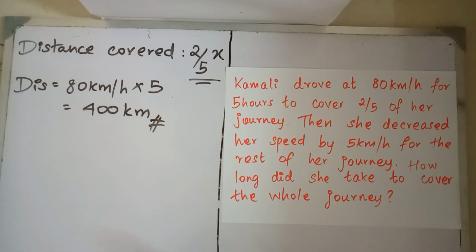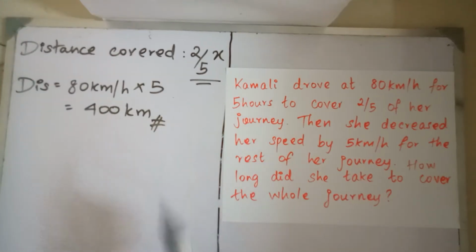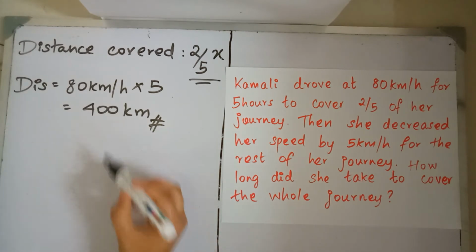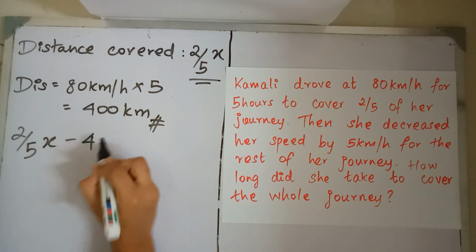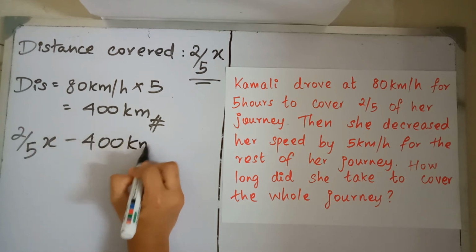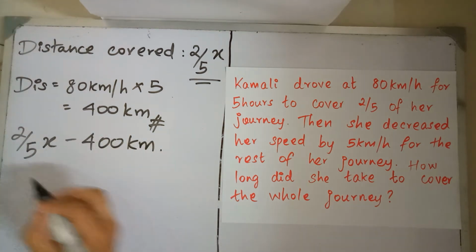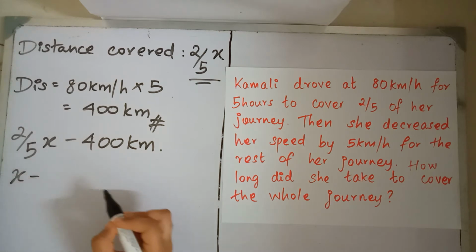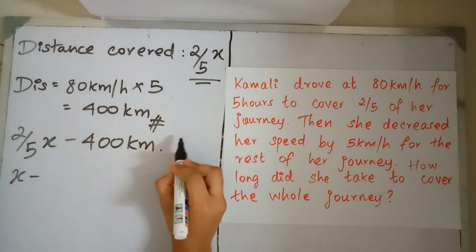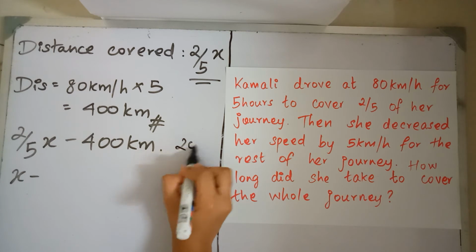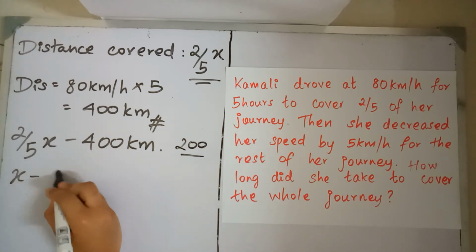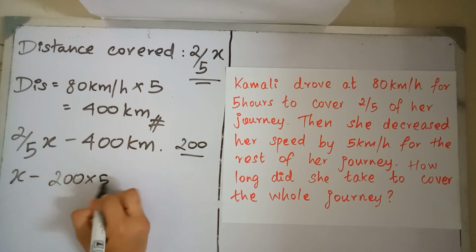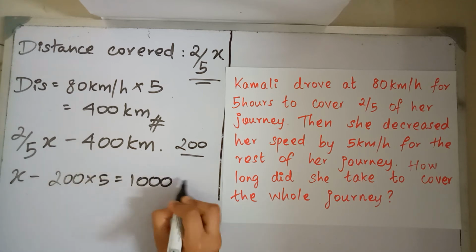Now what is this 400 kilometers? We know that it's distance, but is it the total journey distance? No, because she has only covered 2/5 of x. So 400 kilometers will be 2/5 of x. So using this we can find out x, which will be 1/5 of x will give 200 kilometers. So 5 by 5 of x will give 200 into 5, which is 1000 kilometers.